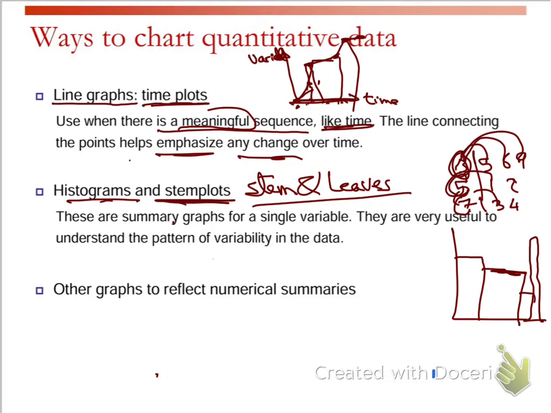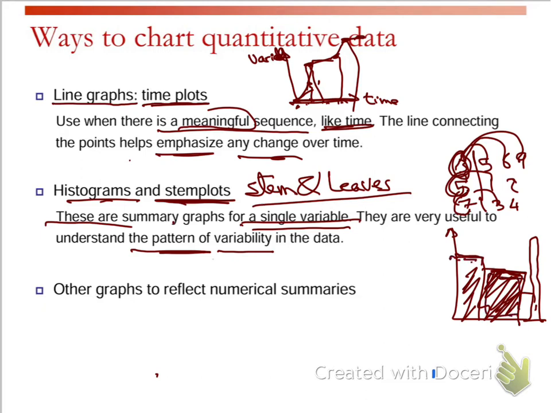These are summary graphs for single variables, measuring the height, the frequency of the height, of the length, of the weight, of whatever. They are very useful to understand the pattern of variability of the data. So from here I can see most of the data are here because this is the biggest area. This is the second biggest area, although it is higher in frequency, here the area is bigger. So from here I can recognize the variability, how the data is changing. Also we have other graphs to reflect numerical summaries.